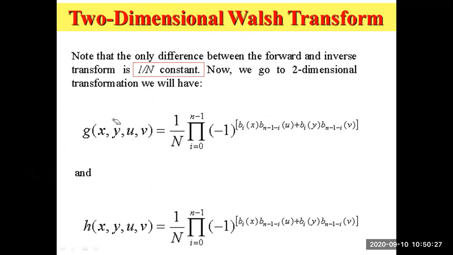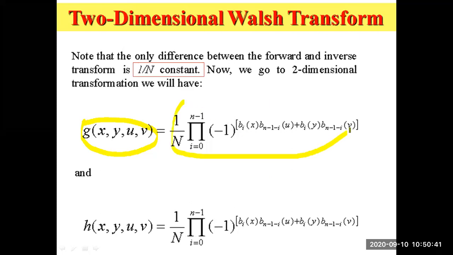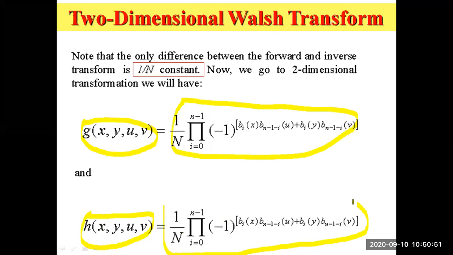So hence, this is our output. Instead of one-dimensional, we are using two-dimensional, and the formula is the same but extended to two dimensions. 1 by N is the same and extended. And this is forward. And what about reverse? Reverse means you want to get back to the spatial domain.